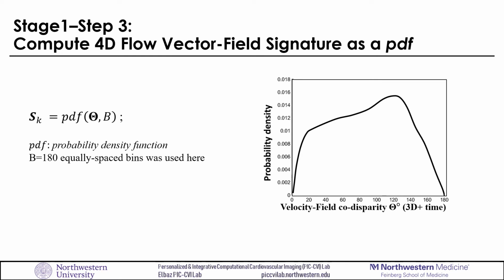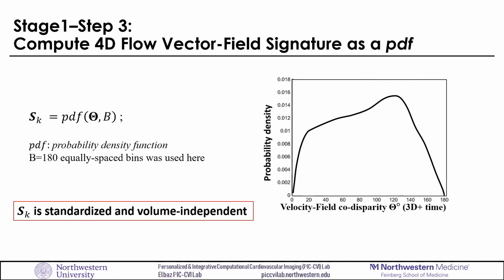It's important to note here that theta works as a dissimilarity function. So a value of zero means completely matching vectors, and 180 means completely mismatching vectors, with the range in between. Because this is defined as a probability density function, it is by definition standardized. The area under the curve equals 1, and it is volume normalized, therefore allowing us to systematically and consistently compare between different patients, even if they have different aorta sizes.